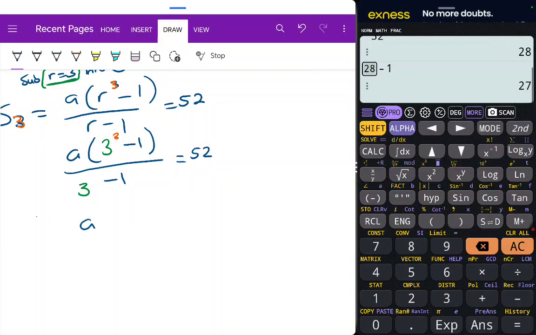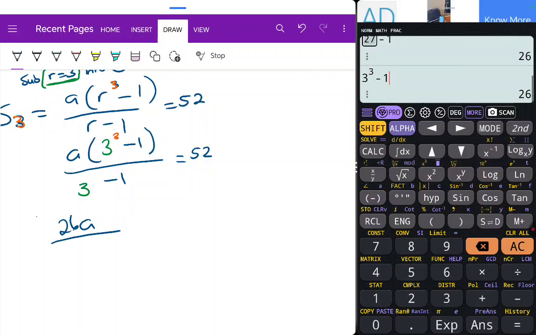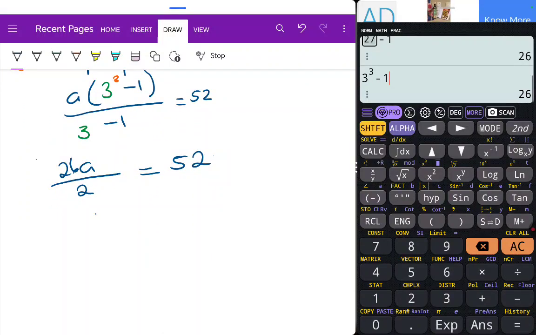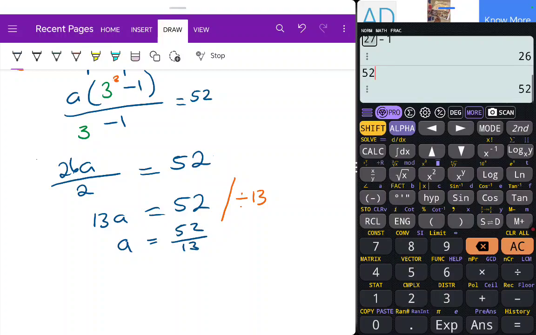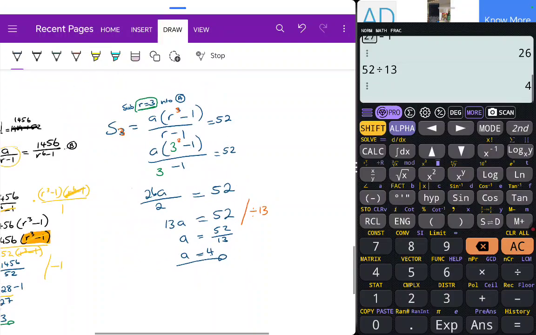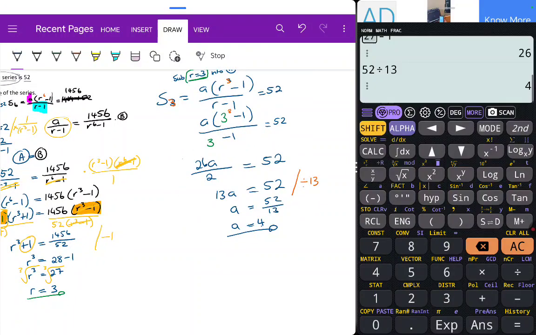So this means that you've got A. You can just go ahead and say 3 exponent 3 minus 1 equals 26. So you got 26A divided by 3 minus 1, which is 2, is equal to 52. So 26 divided by 2 is 13A is equal to 52. Get rid of that 13. We are going to divide by 13 on both sides. So A is equal to 52 over 13. 52 over 13 gives us a total of 4. A is equal to 4. And now we've answered both questions. R is 3, A is 4.